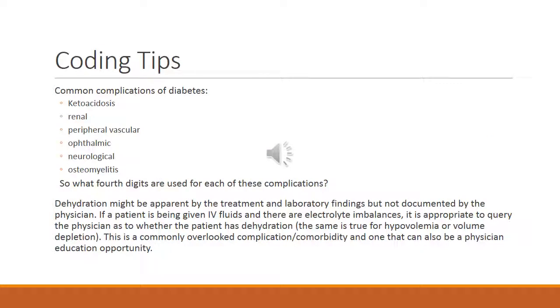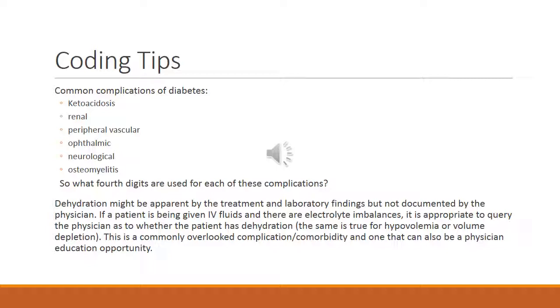And finally, common complications of diabetes are ketoacidosis, renal, peripheral vascular, ophthalmic, neurological, and osteomyelitis. So what fourth digits are used for each of these complications?